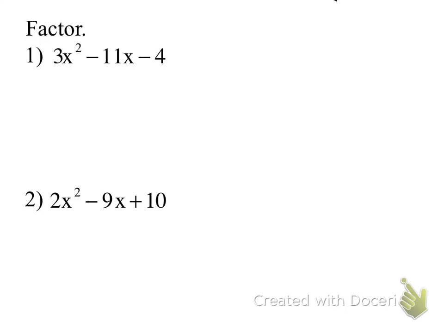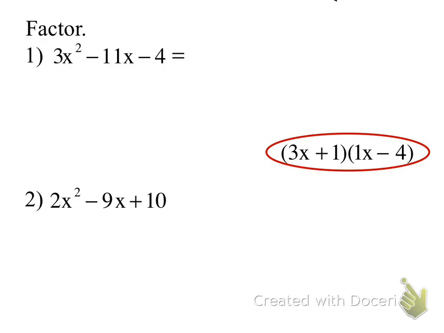All right, so now check your work. For number 1, you should have gotten 3x times the quantity of 3x plus 1 times the quantity of x minus 4. For number 2, you should have gotten the quantity of 1x minus 2 times the quantity of 2x minus 5. Now, it doesn't matter if you didn't write 1x, if you just wrote x minus 2. Questions?